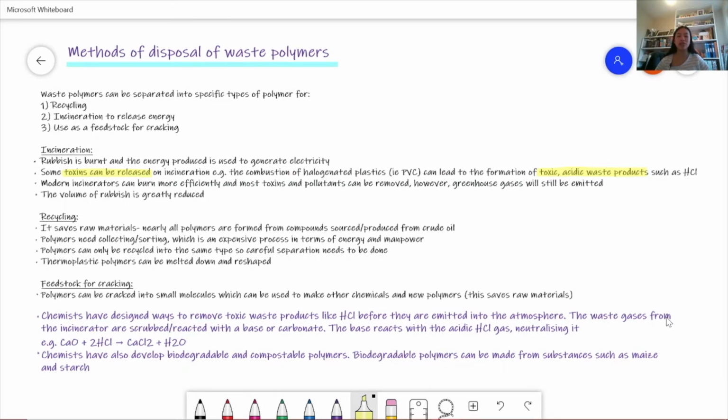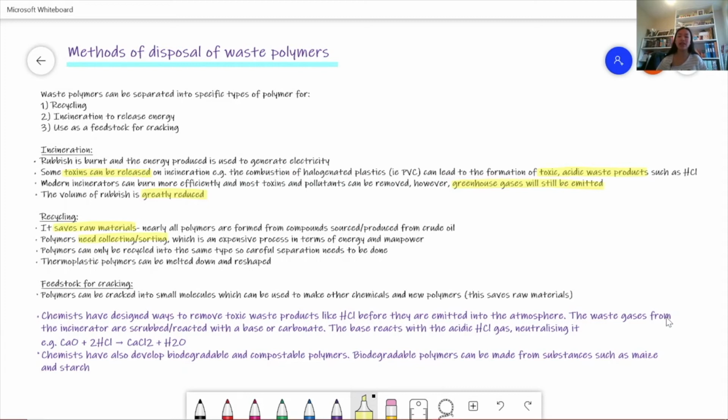However, greenhouse gases will still be emitted. And greenhouse gases are the main cause of global warming, and so that can be bad for the environment. However, the volume of rubbish is greatly reduced, so that is an advantage of incineration. And then looking at recycling, it saves raw materials. So nearly all polymers are formed from compounds sourced or produced from crude oil, and so it saves these materials that are quite hard to get. And then polymers need collecting and sorting, which is quite an expensive process in terms of energy and manpower.